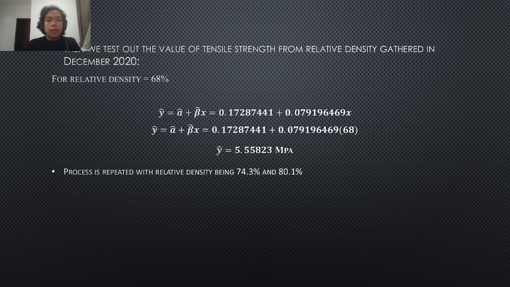Then we test out the value of tensile strength from relative density gathered in December 2020. For example, we take 68% and substitute it in, and we get the tensile strength for that relative density. The process is repeated with the relative density being 74.3% and 80.1%.